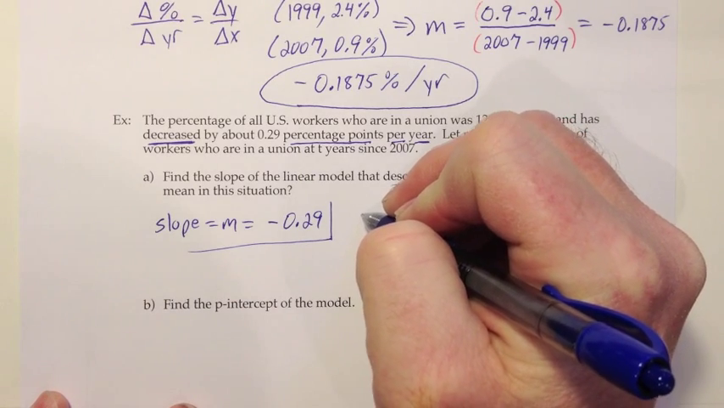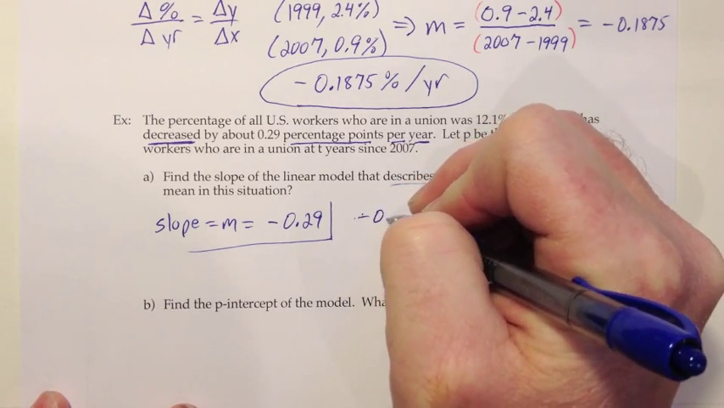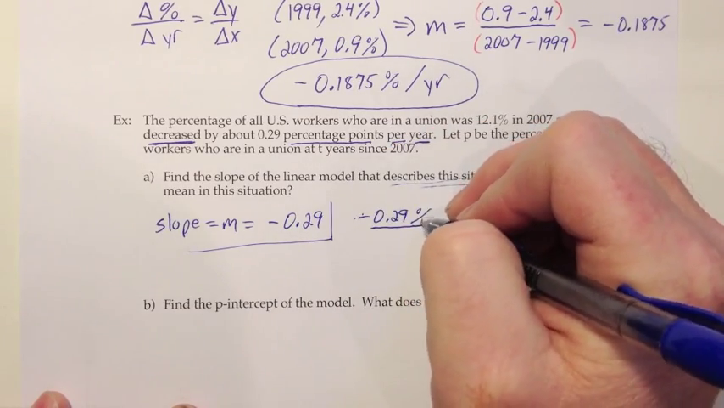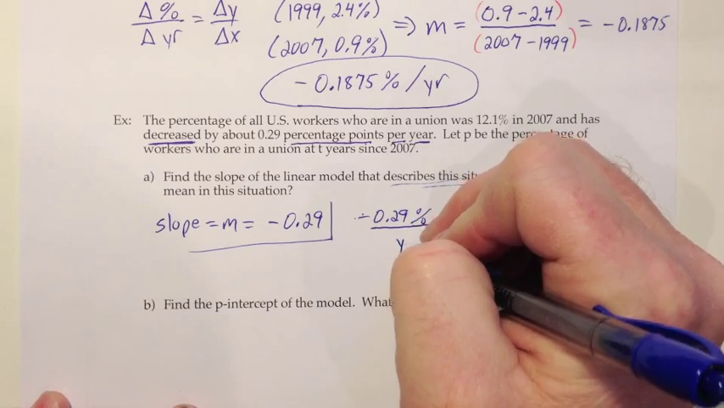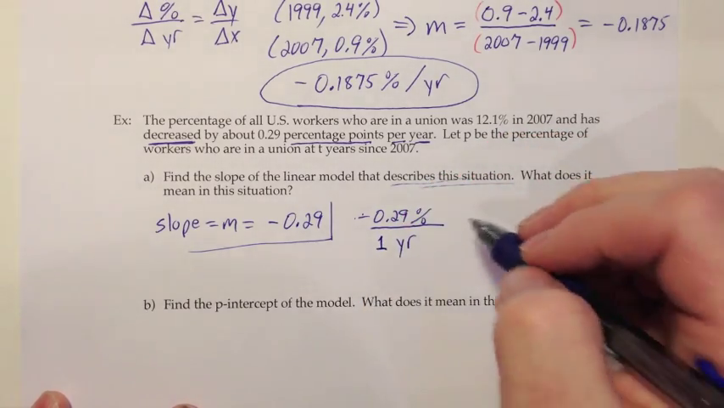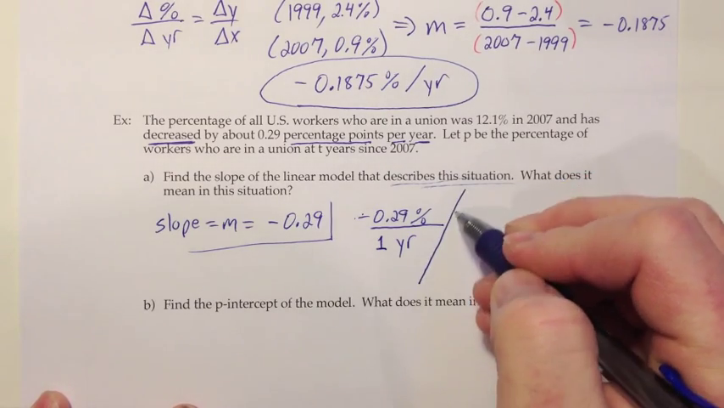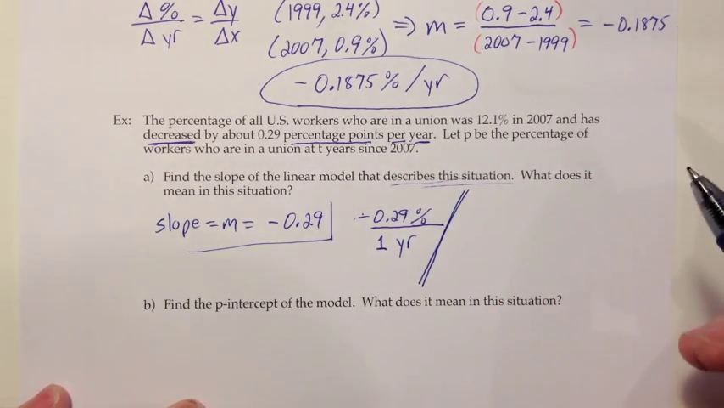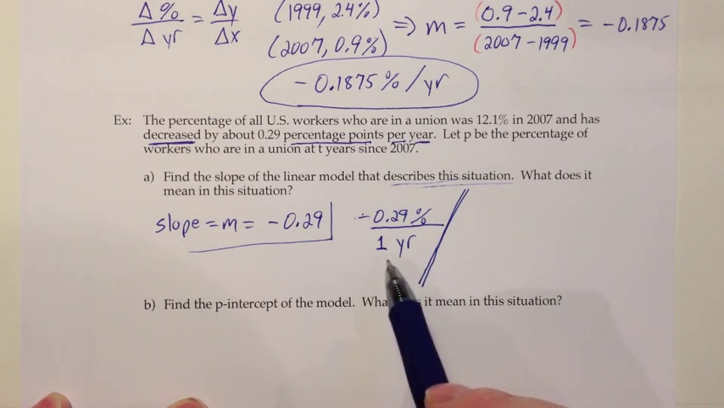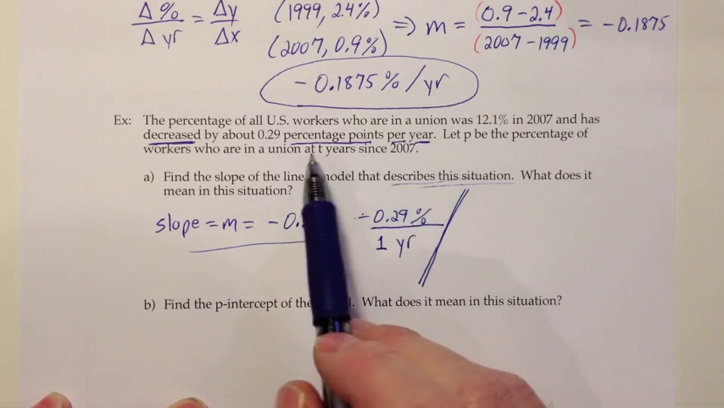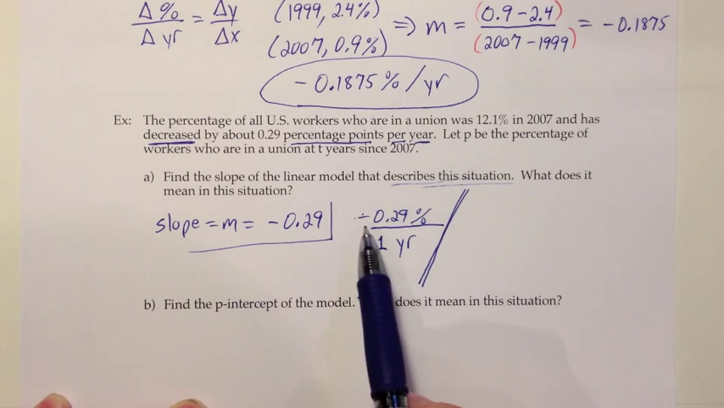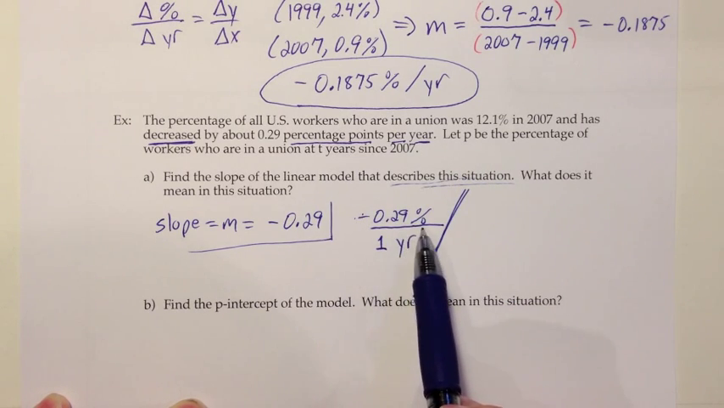So I would say, okay, it's negative 0.29, but what did they say the units were? Percentage points, so percent, and then per year. So I'll just put the year on the bottom, and when there's no number, it's good to put a 1 to help you interpret it. And I find that when I'm interpreting slope, if I go from the bottom up, that always gives me the smoothest interpretation. So I would say for each additional year that goes by, the percentage of U.S. workers who are in a union decreases by 0.29%.